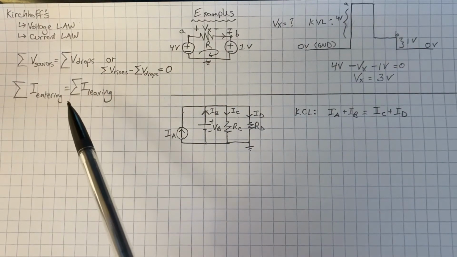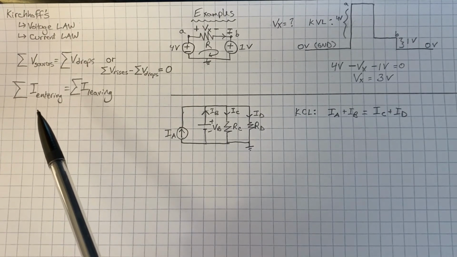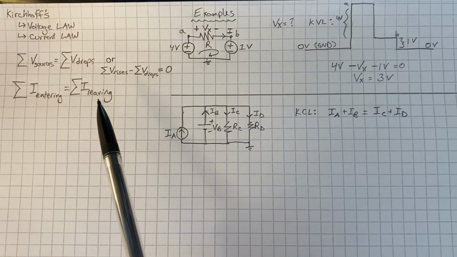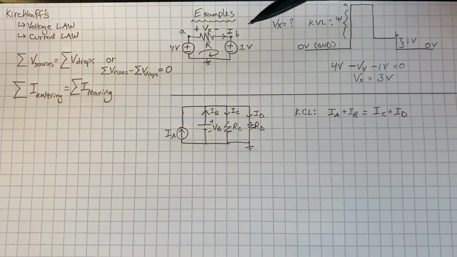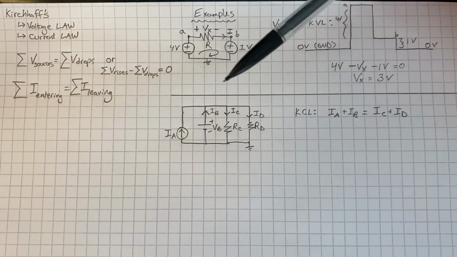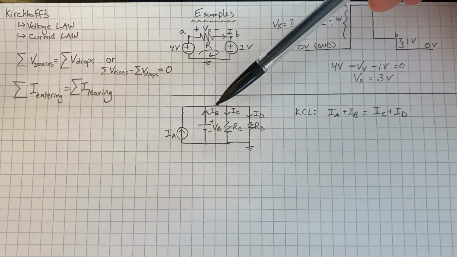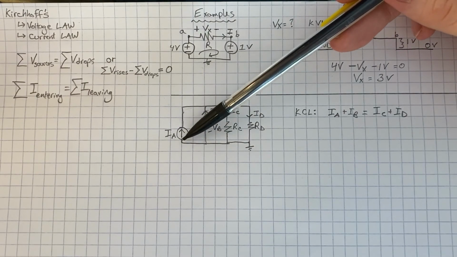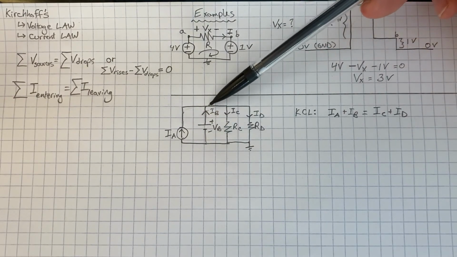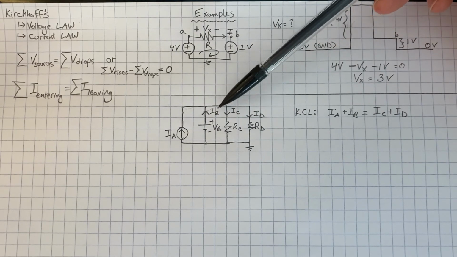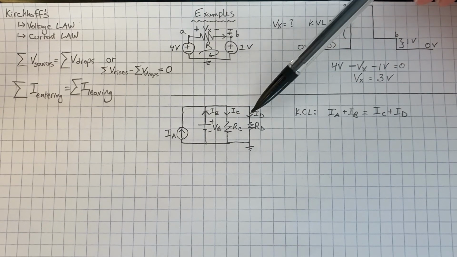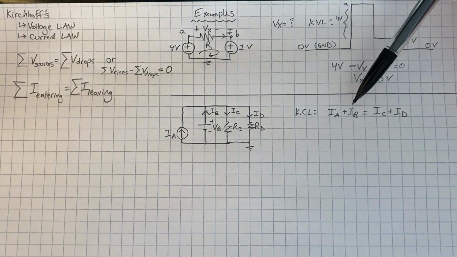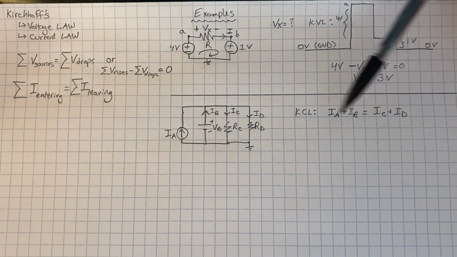The other law is Kirchhoff's current law, which says the sum of currents entering a node is the same as the sum of currents leaving. If we look here, we have 4 currents at this node, which is this top wire here. The way we've defined our currents, the 2 currents entering the node are IA and IB, and the 2 currents leaving the node are IC and ID. So obviously, by KCL, IA plus IB equals IC plus ID.